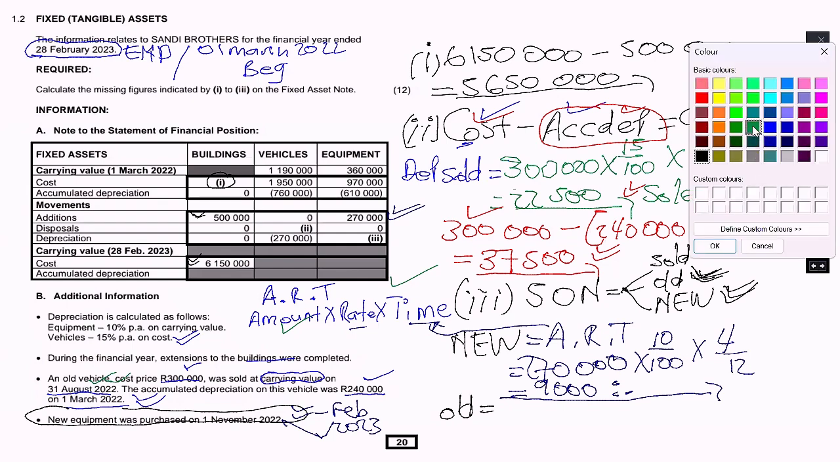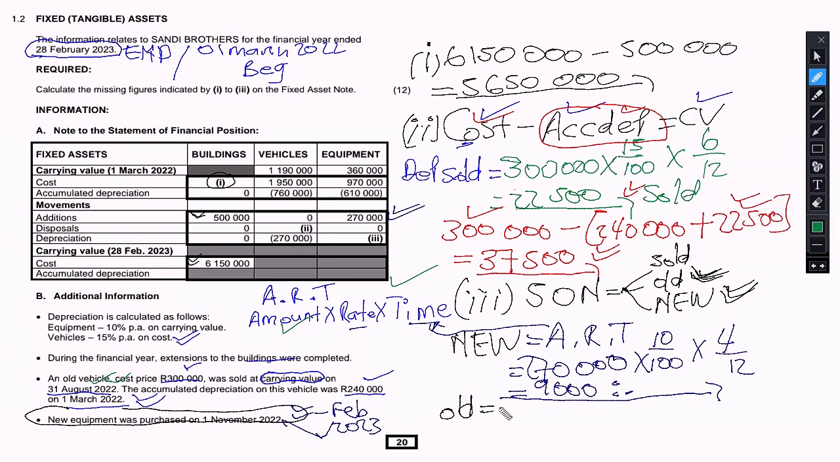Now the old asset is pretty much simple. Remember, you are using your carrying value. Carrying value is cost, here is our cost, minus accumulated depreciation. So now it's 970,000, you subtract your 610,000. Therefore, we will use this carrying value of 360,000, since we are using our carrying value method, also known as the diminishing balance method. So now 360,000, you multiply by 10%. Remember, our old assets are always 12 over 12. Then it means our old asset will be depreciated by 36,000.